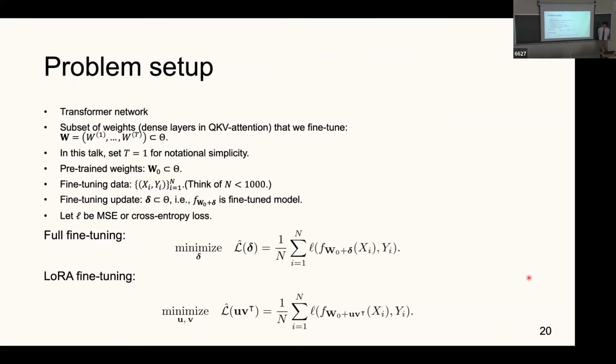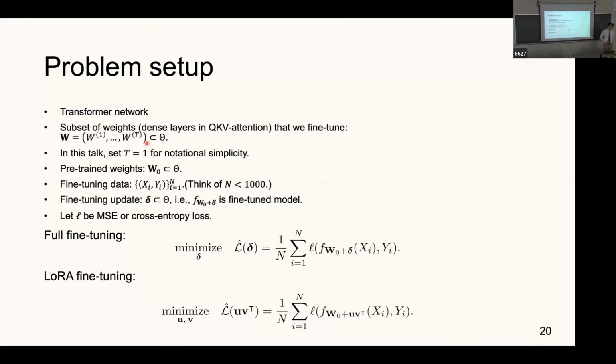So let me go through the problem setup quickly. If you're unfamiliar with the transformer architecture, maybe you won't follow every bit, but I'll try my best. We start with a transformer network, which has a lot of weights, and we won't fine-tune all of them. We'll only fine-tune a subset of weights. So this set of W weights is the set of weights that we will fine-tune.